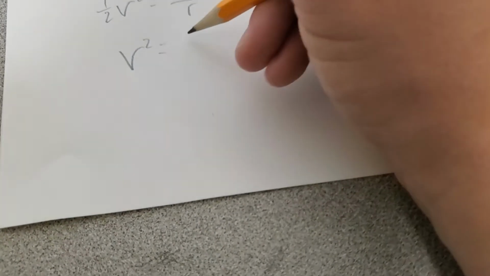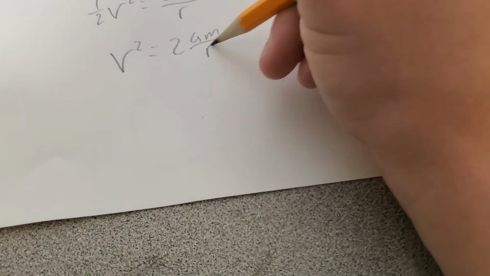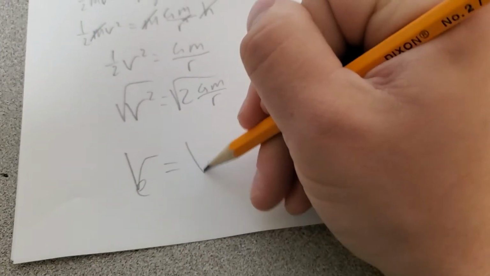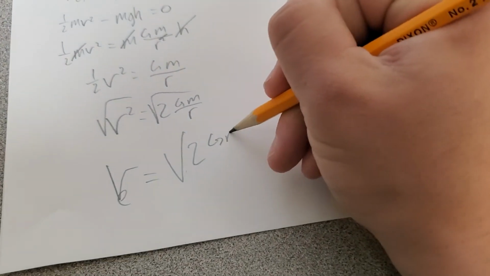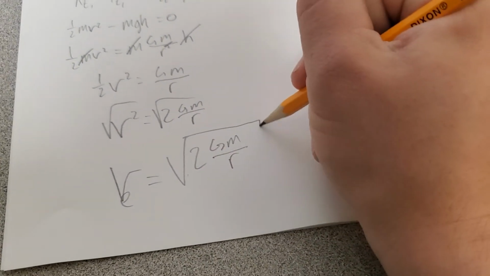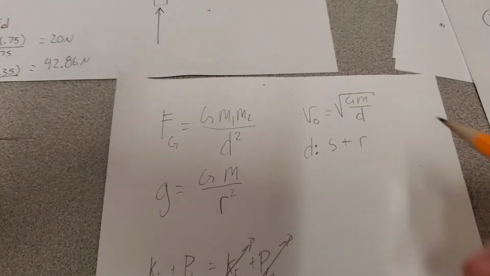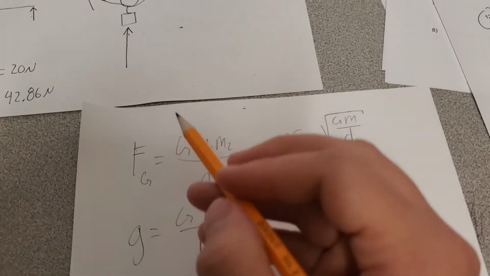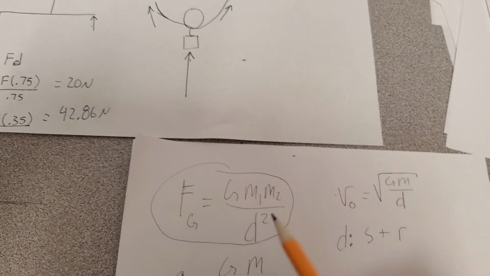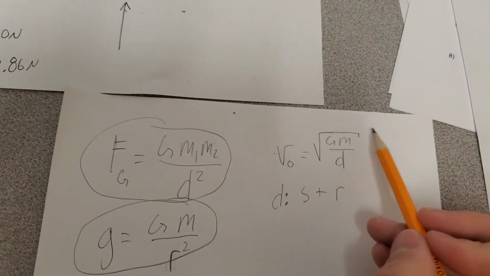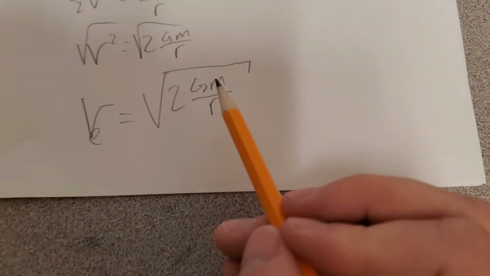From there, we just want to solve for velocity. So we'll say velocity squared is equal to 2GM over r. Take the square root, and we're left with our escape velocity is equal to the square root of 2GM over r. R is the distance to the center. So again, we got this equation right here, this equation right here, this equation right here, and this equation right here.